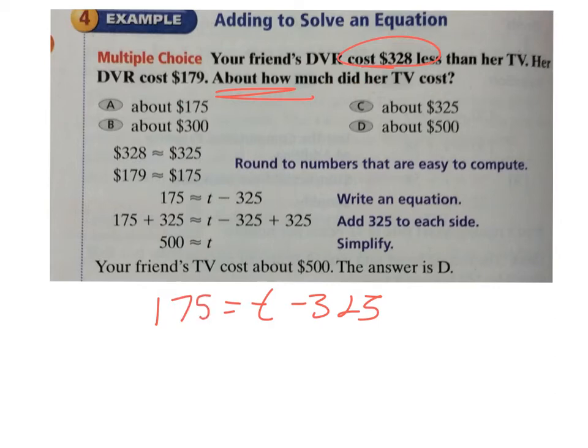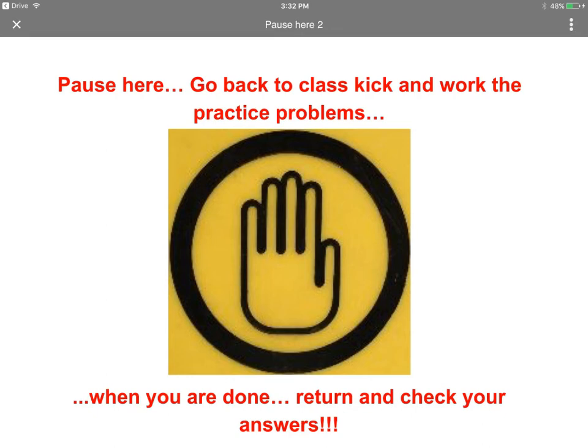That's our 175. Why did they do 179? 175. Oh, I see. They're estimating here, aren't they? Oh, yeah. Well, let's look at theirs then. So, again, t minus 325 equals 175, because we're rounding apparently, 328 to 325, 179 to 175. I might have gone to 180, but again, you're going to go ahead and add 325 to both sides because it's been subtracted. So t is about 500. That's the answer we're looking for there. D is what they're looking for. Your turn, head into class kick.